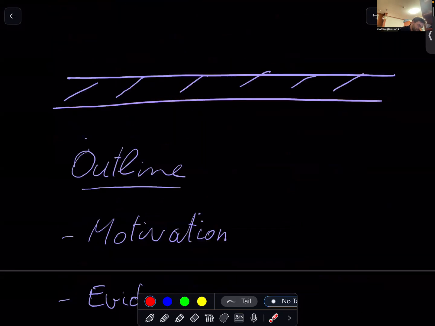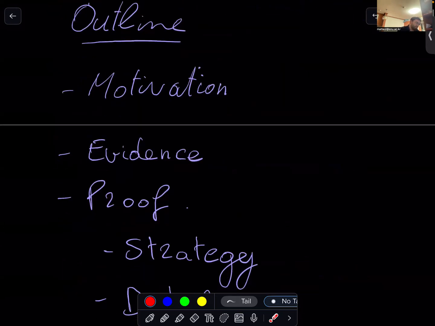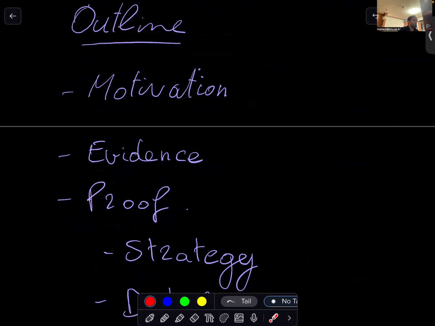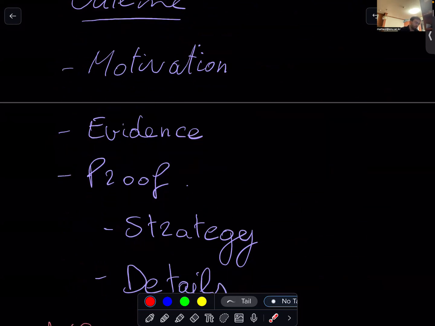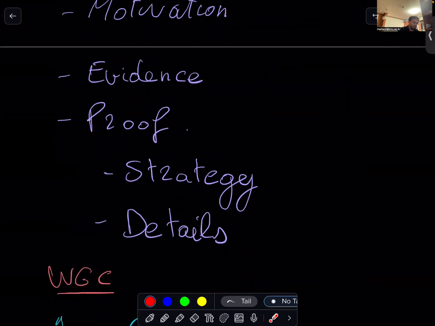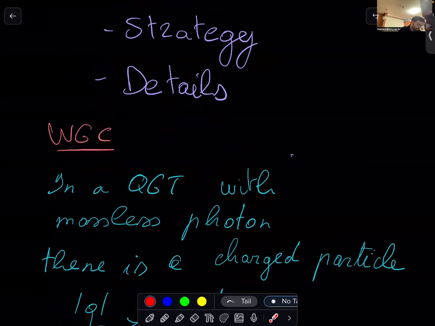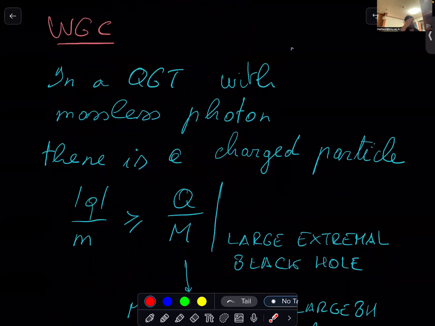A very sketchy outline of the talk would be some motivation, evidence, and then the proof itself, or the steps of the proof, which I divide into strategy and then the actual details of each step. But given the audience, I think we can go very quickly over the motivation and the evidence, since everyone should probably be super familiar and expert on that, certainly more than me.